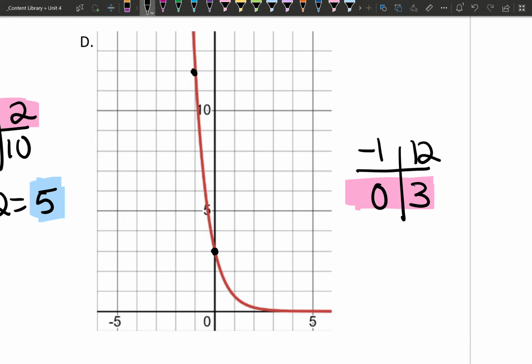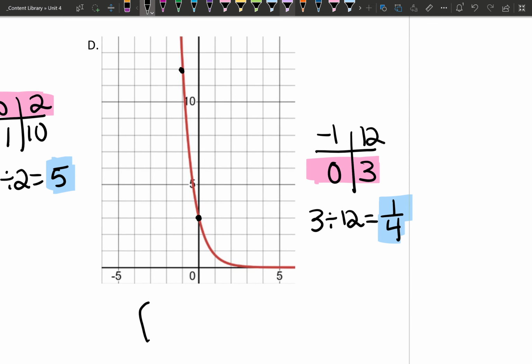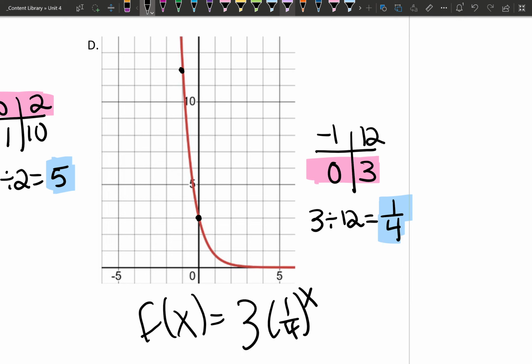Perfect. Now let's find our pattern. We're going to do 3 divided by 12, which gives us 1/4. Let's put that into a function. f of x equals 3 times 1/4 to the power of x.